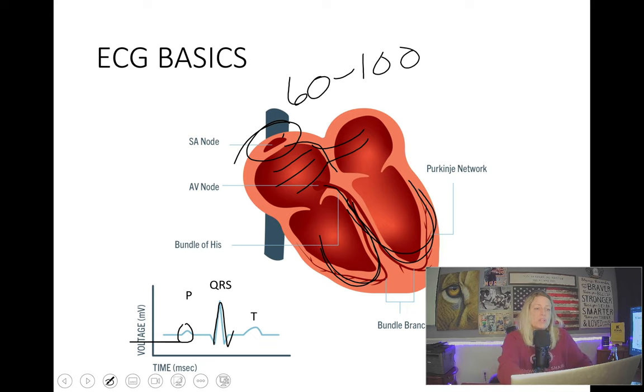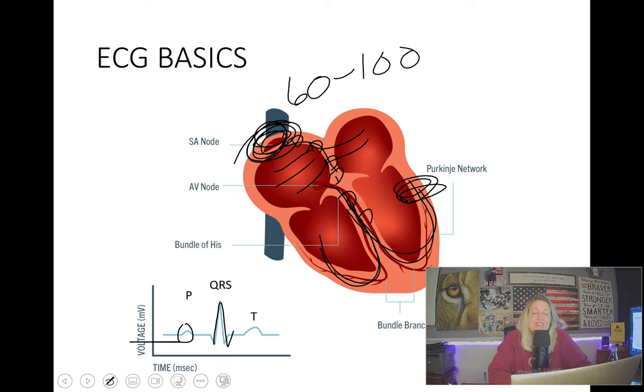And that depolarization, so we have depolarization, depolarization, depolarization, and these cells all depolarize just that fast. You know how fast they depolarize? I'm talking about from the time it takes to go from the SA node out into the Purkinje fibers. Do you know how long that takes? Less than half a second.